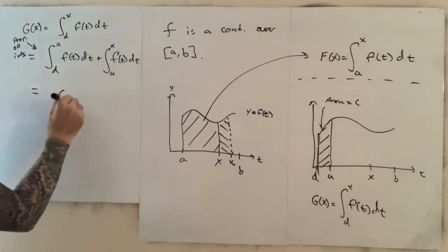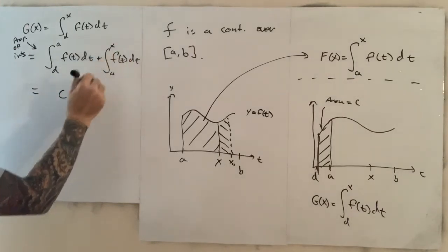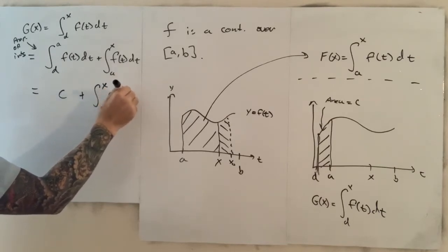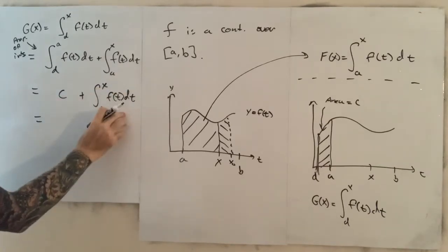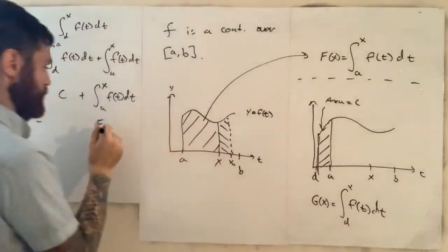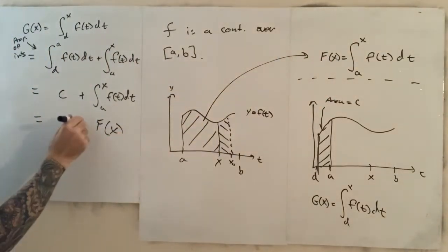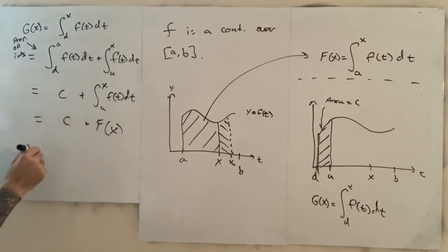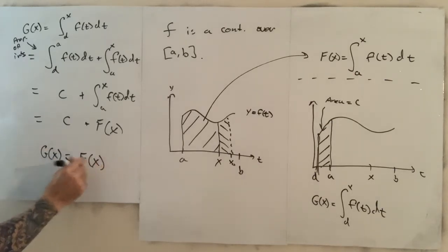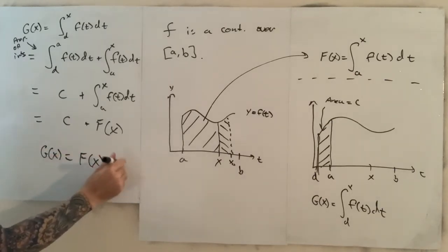And this is just going to be c plus, well, this thing here, the integral from a to x of f of t dt. But this is just your big F function, F of x, and then we have plus c. And so the punchline is that this g of x is actually just equal to big F of x plus c.